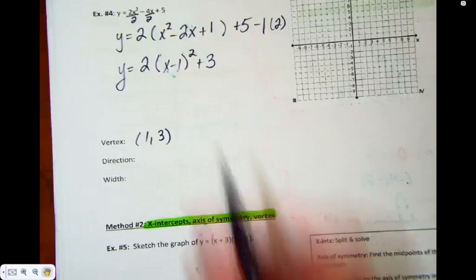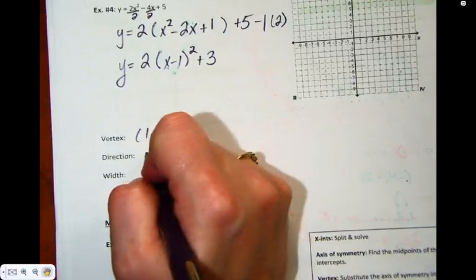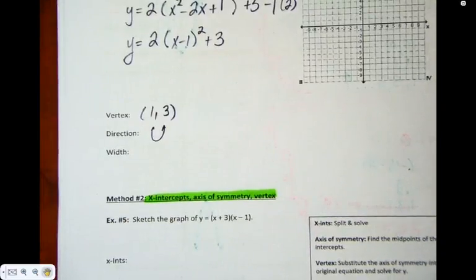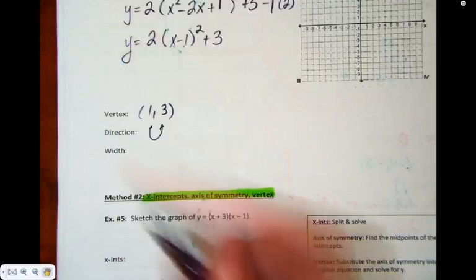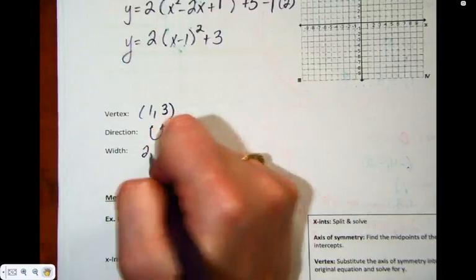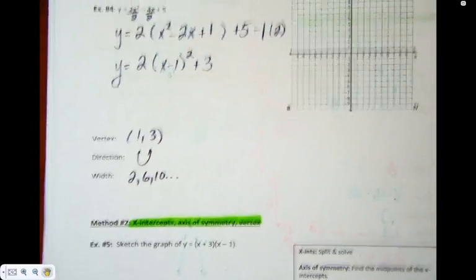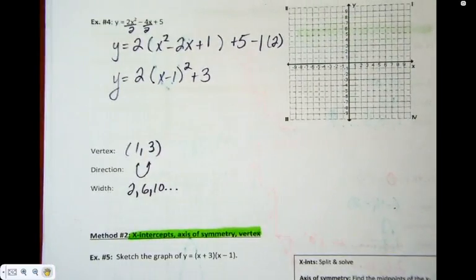Direction. Standard width is 1, 3, 5, but we're going to abort that because of the 2, which would make it go ahead and graph it.